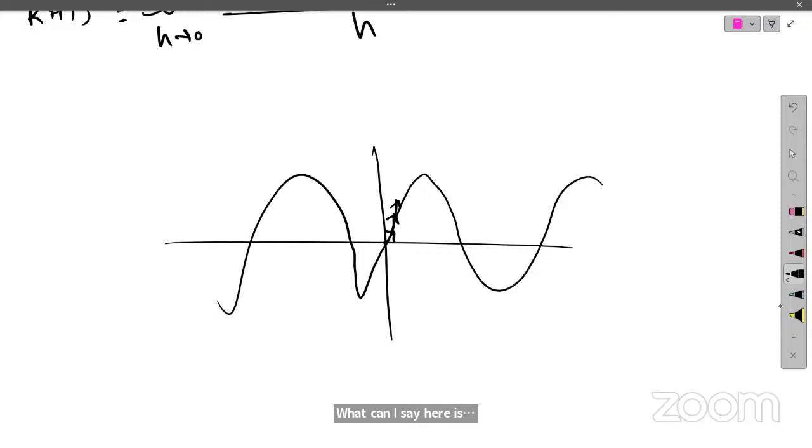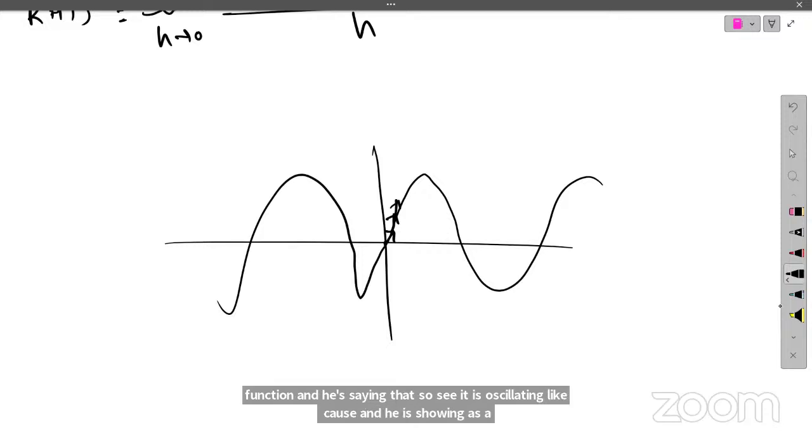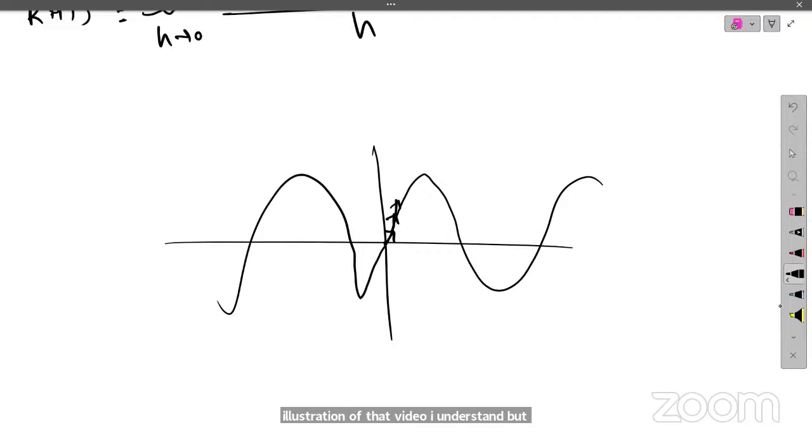No, in that tutorial there is a video. The same person is drawing that linear approximation on a sine function, and he is saying that it is oscillating like cos, and he is showing it as an illustration in that video. I understand, but I don't know exactly how it is fixed into cos.